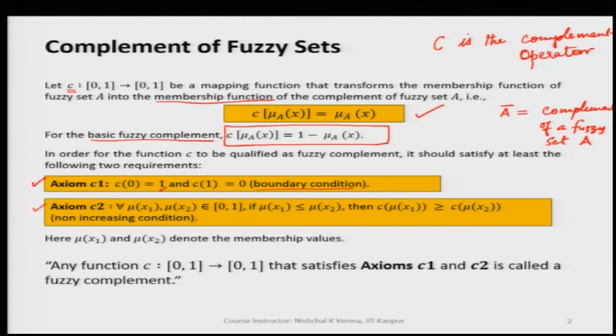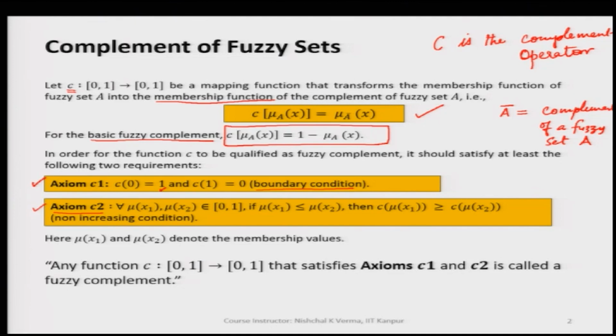Now, let us look at axiom C 2. Axiom C 2 says that if we have membership values mu x 1 and mu x 2, where of course x 1 and x 2 are from the universe of discourse, and mu x 1, mu x 2 belong to the range 0 to 1, then if mu of x 1 is less than or equal to mu of x 2, C of mu x 1 should be greater than or equal to C of mu x 2.